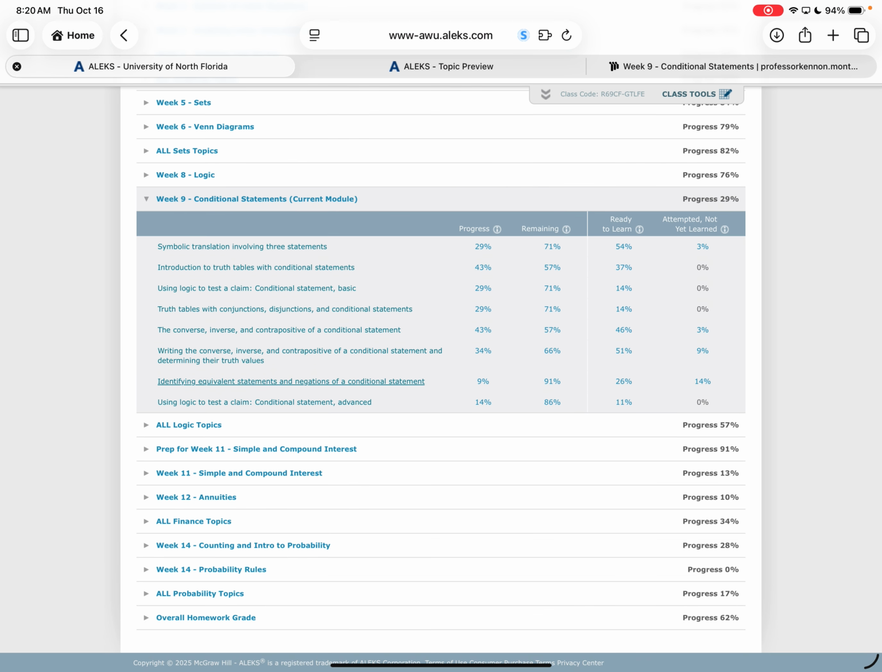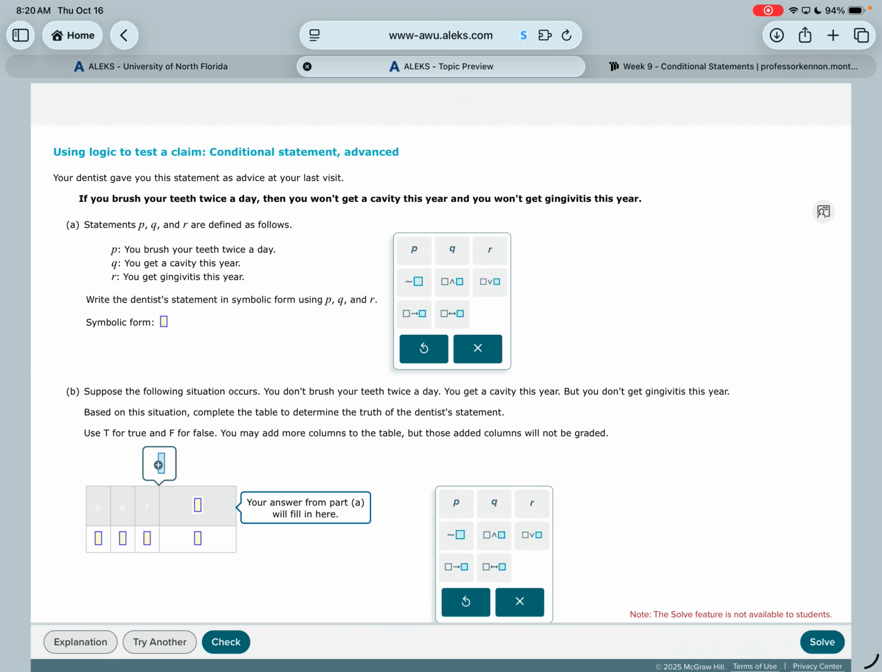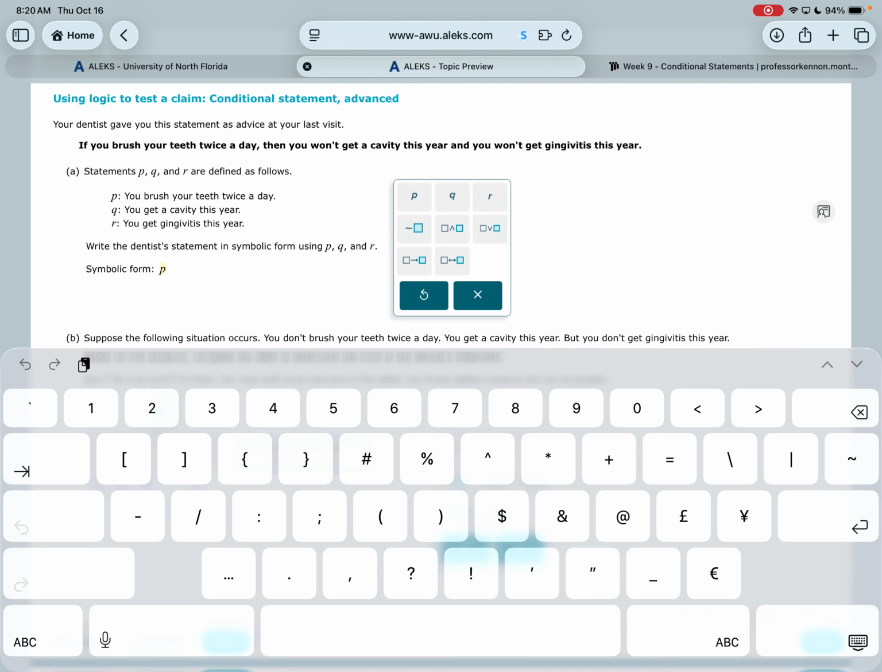And the last topic here, we actually did this one the other day. I probably should have done it on Tuesday, but I didn't realize there was a basic and advanced one. It's that one where they give you a scenario. If you brush your teeth twice a day, then you won't get a cavity this year and you won't get gingivitis this year.